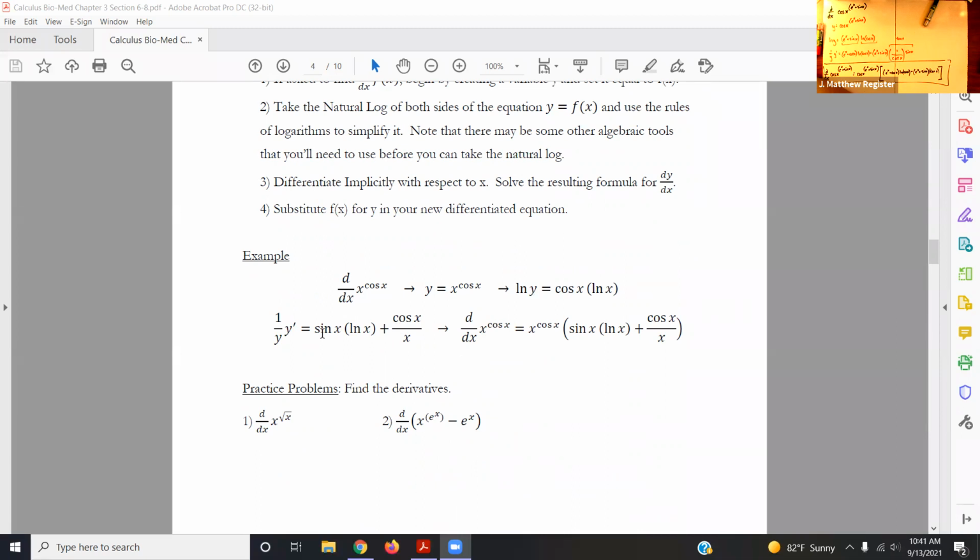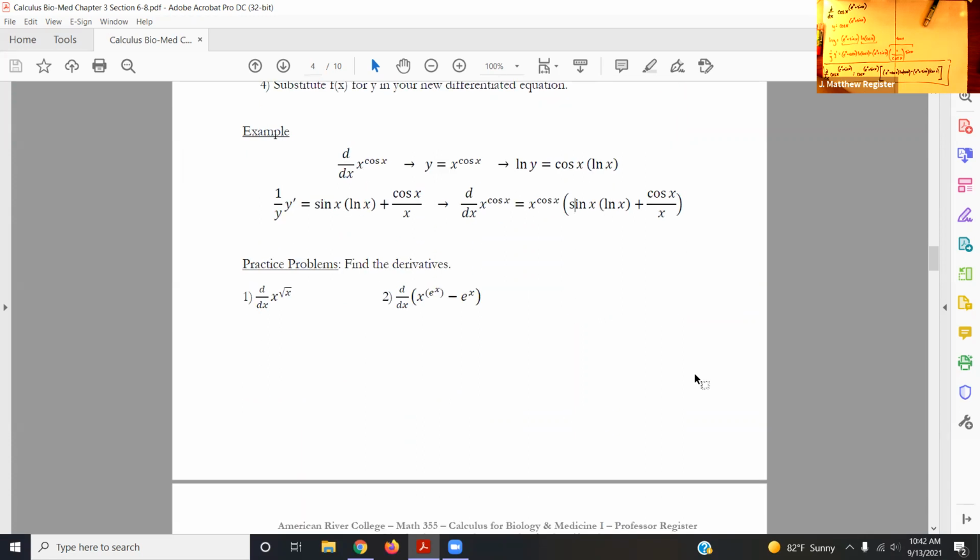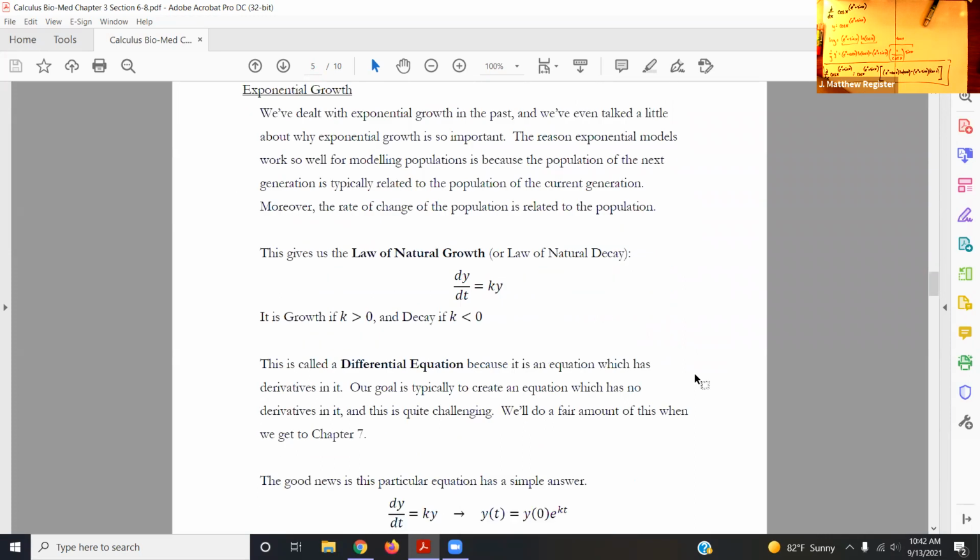And I think I see a mistake already, because the derivative of cosine is negative sine of x. So there should be a minus sign in front of this sine of x, which would mean there would be a minus sign in front of this sine of x as well. So definitely always double check my work. I do make mistakes on occasion.